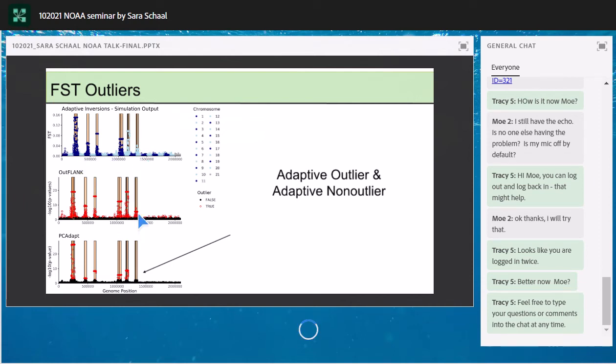And so running it through Outflank, we saw that it matched well where we see these adaptive peaks. The red means that they were called as outliers, and the black means they weren't called as outliers. But then we did see a couple of cases where PCAdapt would call an adaptive inversion non-adaptive. So this was a false negative in this case.